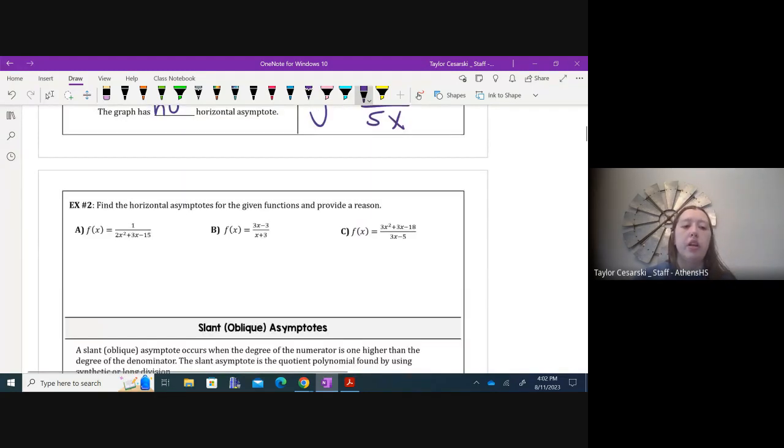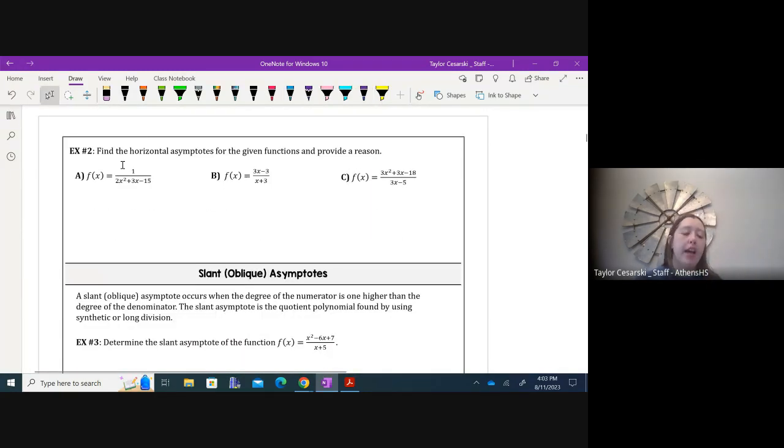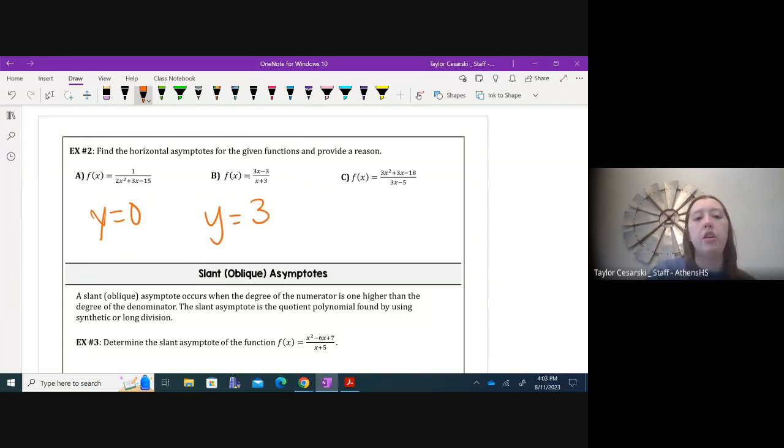So let's look at just a couple examples here. In part A, the degree in the numerator is 0 because there's no x's. The degree in the denominator is 2. Okay, so this would have a horizontal asymptote at y equals 0. It's bottom heavy. In B, the degree on the top is 1, degree on the bottom is 1, so I divide the leading coefficients. Leading coefficient on the bottom is 1. 3 divided by 1 is 3. And then for part C, the degree on the top is 2, degree on the bottom is 1, so there's no HA, no horizontal asymptote.